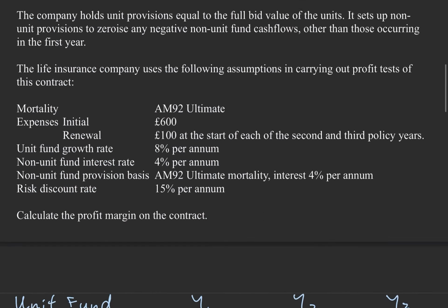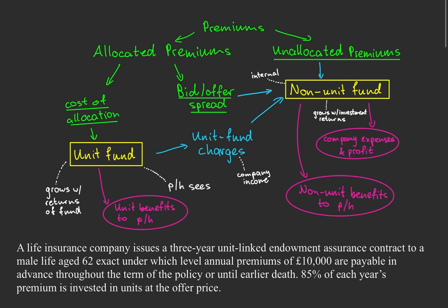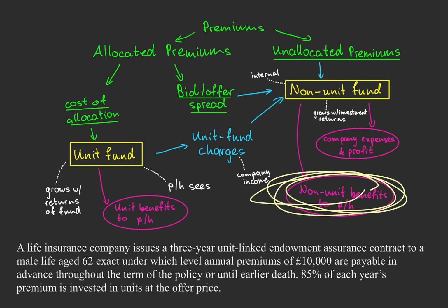So let's go back, look at our diagram. We were thinking about this. We don't actually draw this on our page. We have this in our head, we understand it, and we're thinking about it. Okay, so premiums, yeah, we've taken account of those. The thing's grown, we've paid out our expenses, we've now got these management charges. What else could happen to this non-unit fund? Non-unit benefits could be paid to the policyholder.